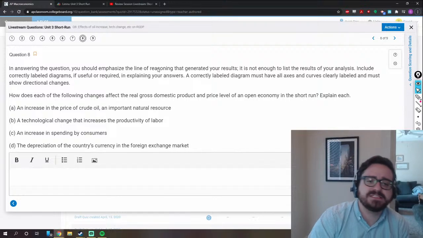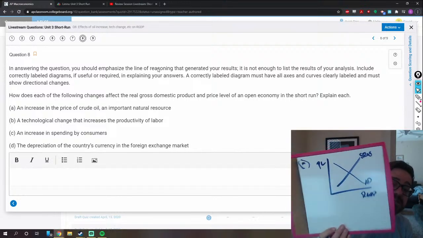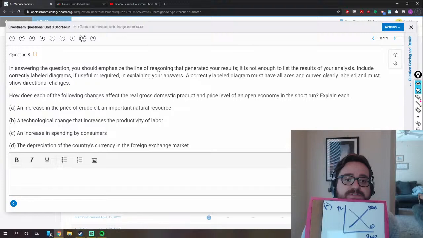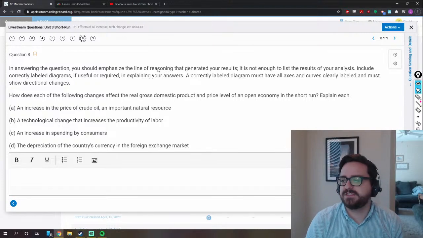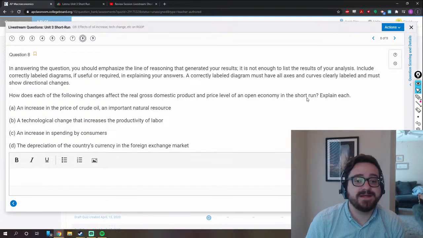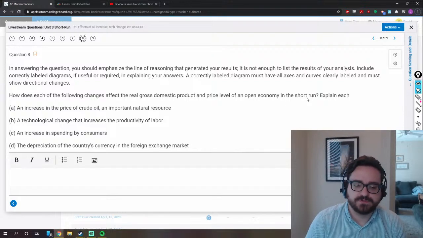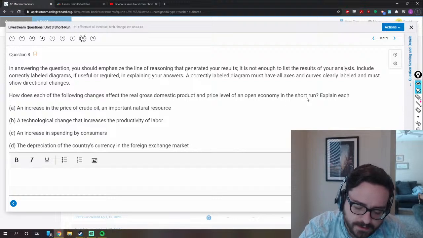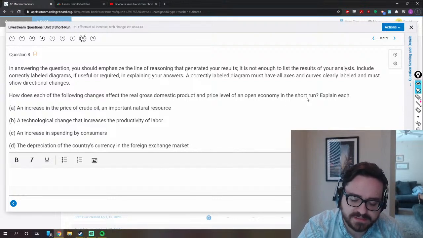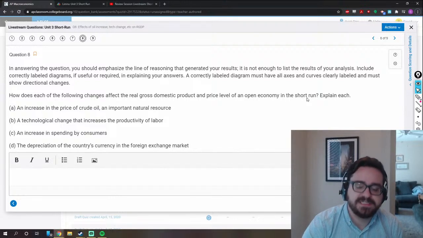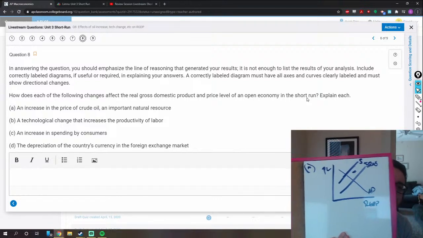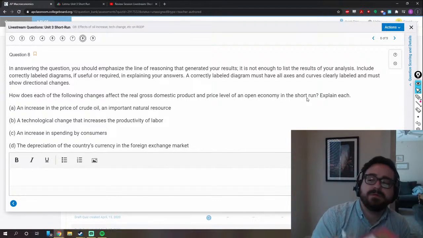So like A, B, C, and D are all like, hey, something's going to happen here. Because of that, what happens to my stuff in the short run? It says the short run right there. And explain each. Okay, an increase in the price of crude oil, an important natural resource. I actually did this one already. If you have oil be more expensive, aggregate supply goes down like that. That's what happened to price level and real GDP.